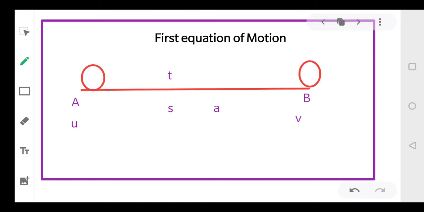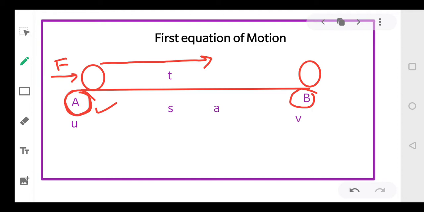Now before we start with the first equation of motion, let's understand the background. Now suppose there is an object. Okay, there is an object and it is present at position A. Suppose the object could be your car, a ball, any person, a pen, anything. You can take any object. And the object is present at position A, right? Then the object started moving, or we applied force on the object to make it move, right? We applied the force on the object and the object was moved from position A to position B.